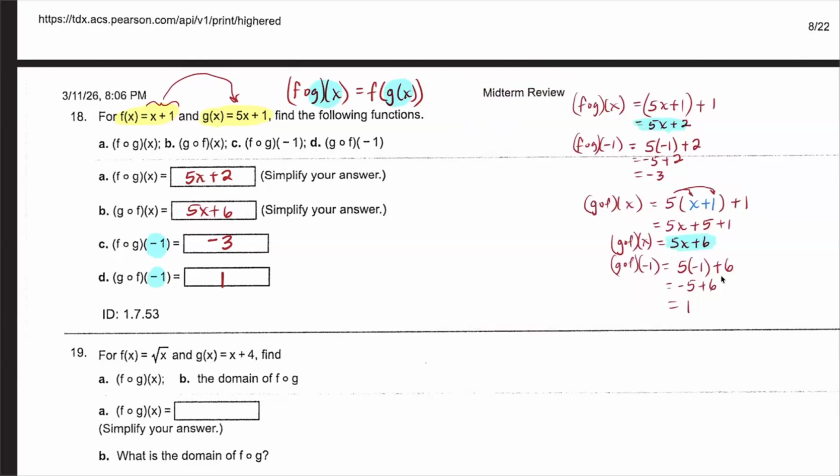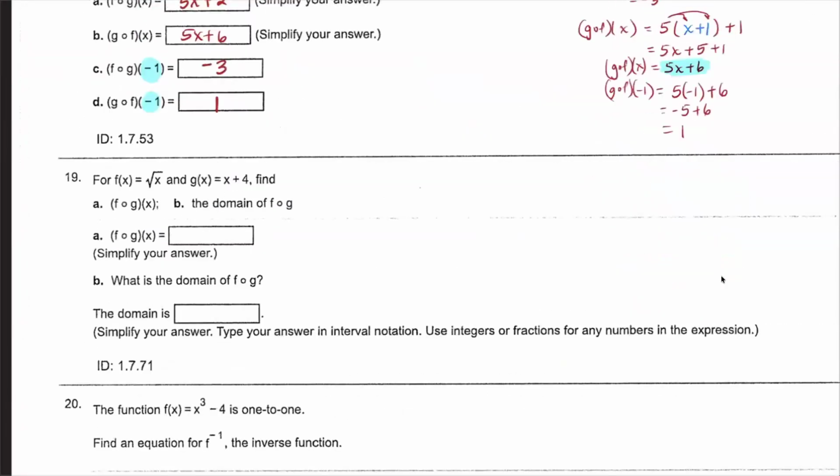All right. This one, number 19, says for f of x equals the square root of x, f of x is the square root of x. G of x is x plus 4. So they say find f composed on G. So f composed on G of x means G is going to become the inner function. So we're going to replace x with the square root, now, instead of square root of x, we're going to have the square root of whatever g is, x plus 4. And that's all there is for that part A, the square root of x plus 4.